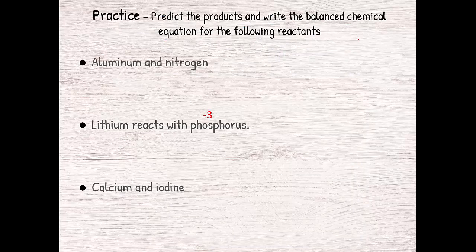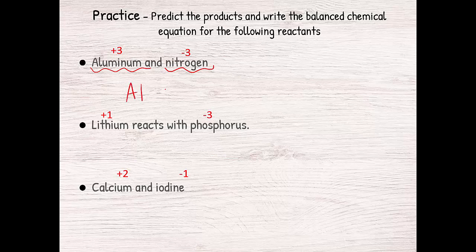We are going to try a few practice problems here, giving you a little hint on each element what its charge is. But I want you to remember that those charges only matter when we put the ions together, when we make the products. So it says, predict the products and write the balanced chemical equation for the following reactants. So my reactants here are aluminum and nitrogen.